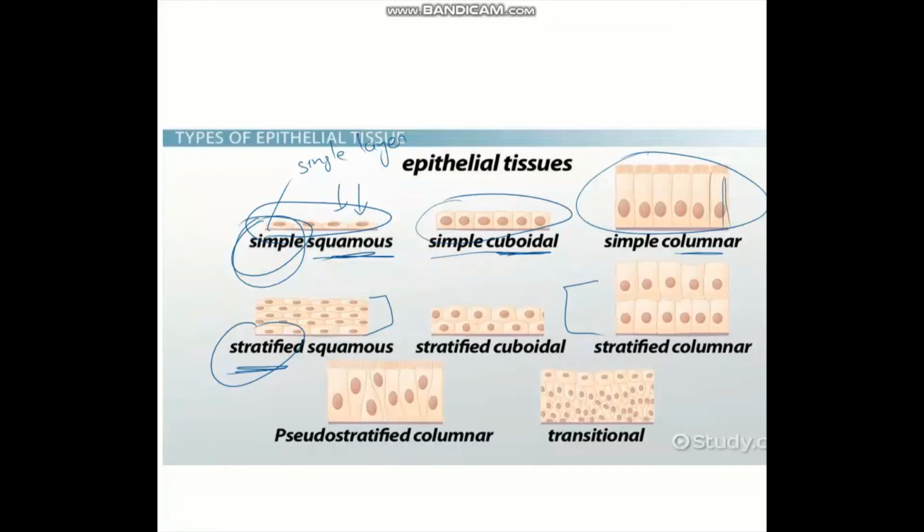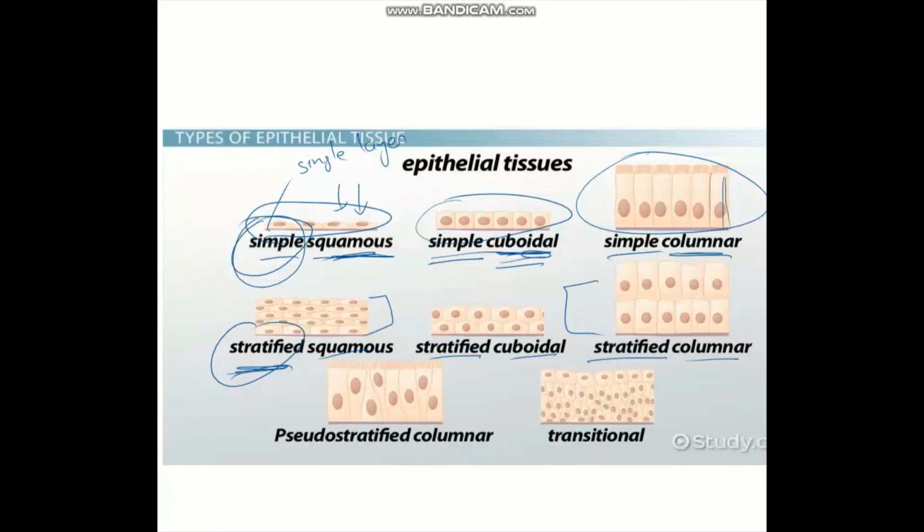So a single layer of these columnar cells would be called a simple columnar epithelium. A single layer of cuboidal cells would be called a simple cuboidal epithelium. A single layer of squamous cells would be called simple squamous epithelium. And then more than one layer of squamous cells would be called stratified squamous epithelium. More than one layer of cuboidal cells would be called stratified cuboidal. And more than one layer of columnar cells would be called stratified columnar epithelium.